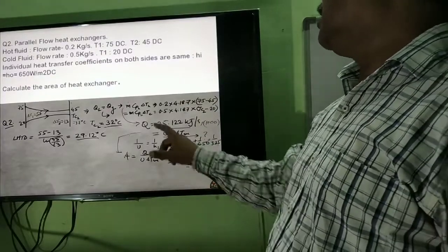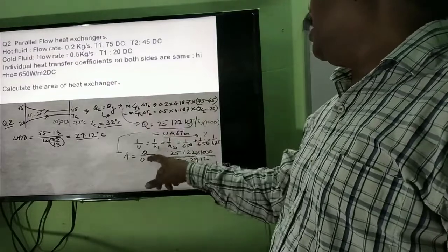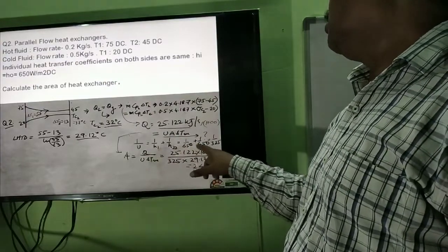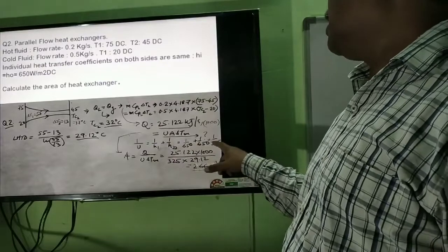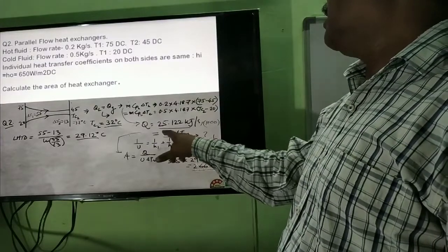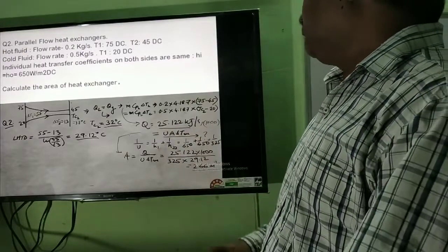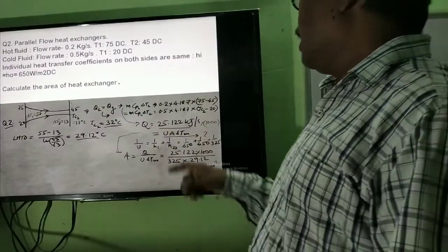So here U is not given. For U you need h1 and h2. 1 by U equals 1 by h1 plus 1 by h2. So the first thing you can calculate is U, that is 325. So one parameter, U, has already been calculated.